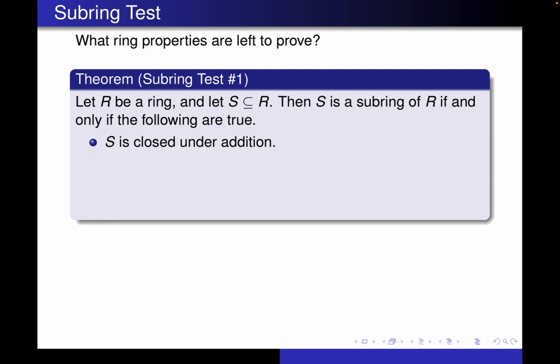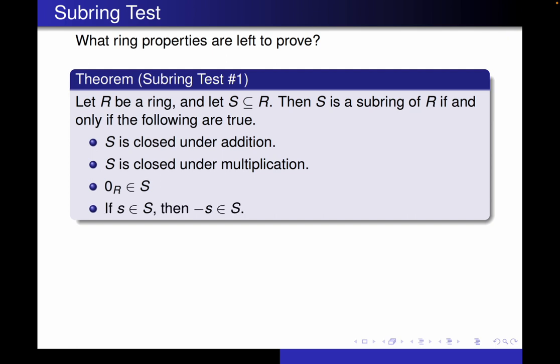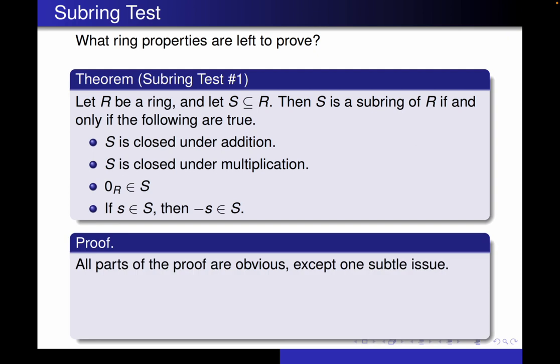First of all, S is closed under addition. S is closed under multiplication. The zero element of R is in S. And finally, if s is in S, then negative s is also in S. It's closed under additive inverses. So all of the four parts are pretty obvious.